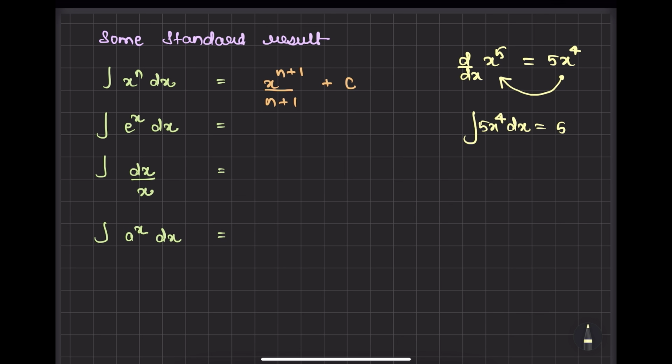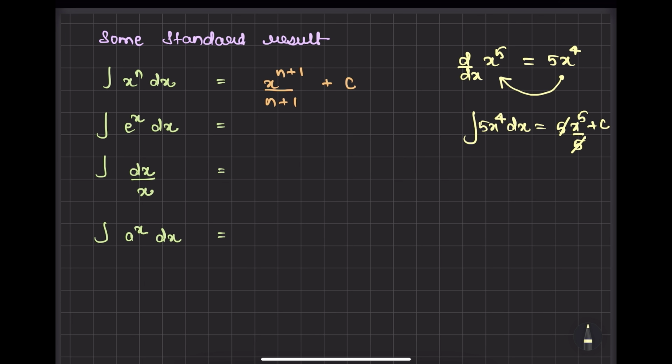So 5 is taken outside. Now x to the power 4. Apply this formula, so it becomes x to the power 5 by 5. Right? The 5 cancels. Now you know that I have placed the integrating constant over here.